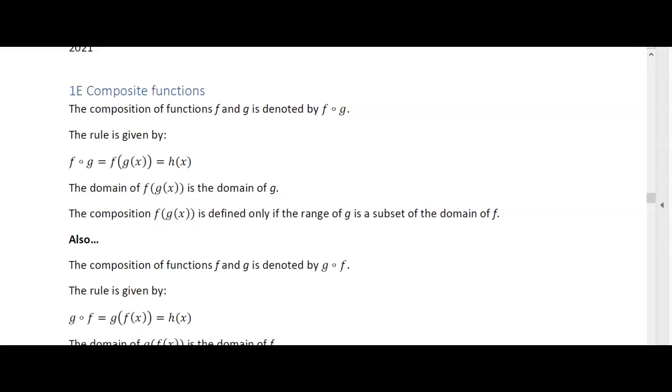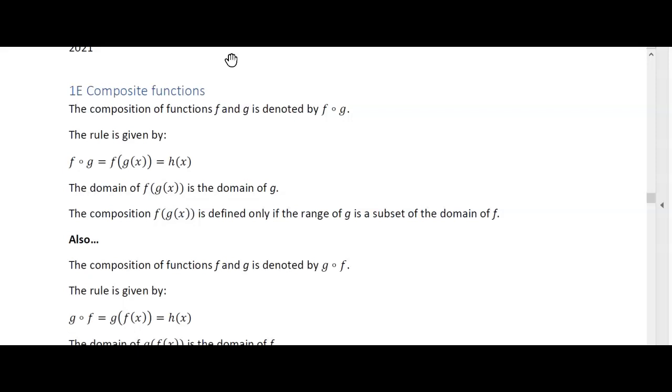Hi everyone, in this video we're going to go through 1E, composite functions. So during Head Start you may have had slightly different notation that I haven't updated in this document. I know that we did cover composite functions, but I'm going to go over it again because I'm not sure whether we actually did every question.